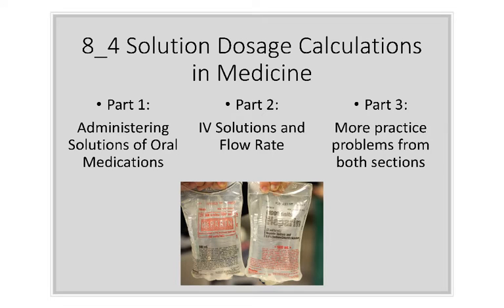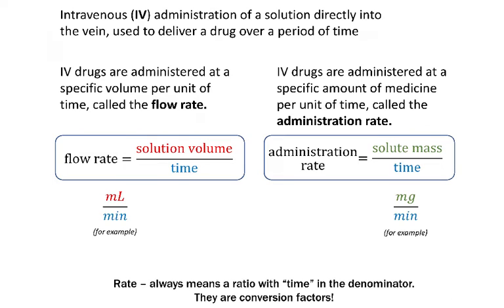Hey folks, welcome back. This is the part two video, so we're going to be looking at IV solutions and flow rates. When we talk about intravenous administration of a drug, the solution is put directly into the vein, and we would use this process to deliver a drug over a period of time, right? A PO would be per oral, all at once, right?